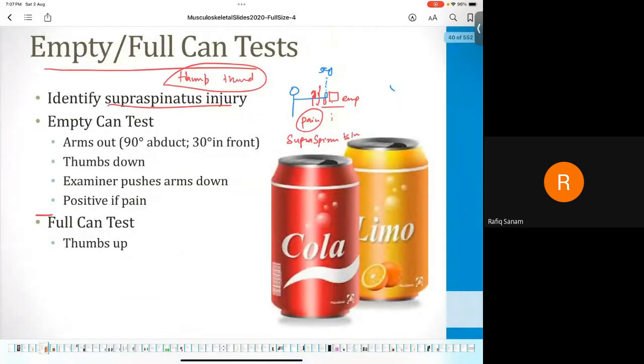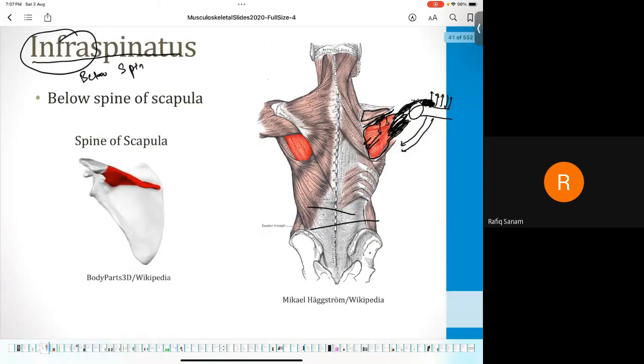How do we assess whether we have any problem with the supraspinatus muscle? That was the empty can or full can test. The individual has to hold his hand at 90 degrees and push the hand upward towards the sky. We are going to pull it downward. If he's experiencing pain, it means we have damage of your supraspinatus.